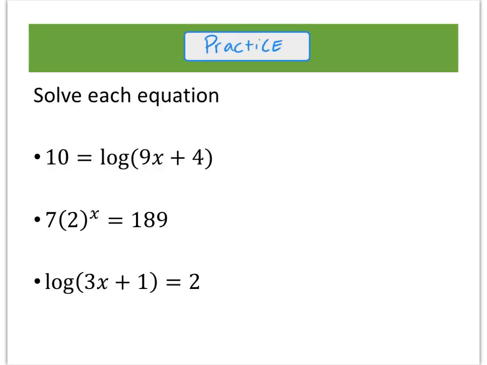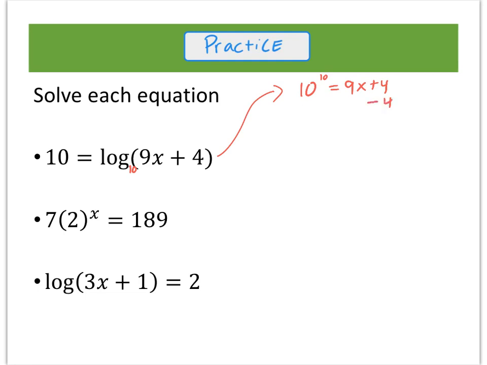All right, one last time, I recommend pausing this video and practicing. I'll show you how to solve them really quickly. So I'm going to convert it to an exponent first. The default base is 10, so 10 to the power of 10 equals 9x plus 4. 10 to the power of 10 is a huge number. And so I'm just going to leave it as 10 to the power of 10.